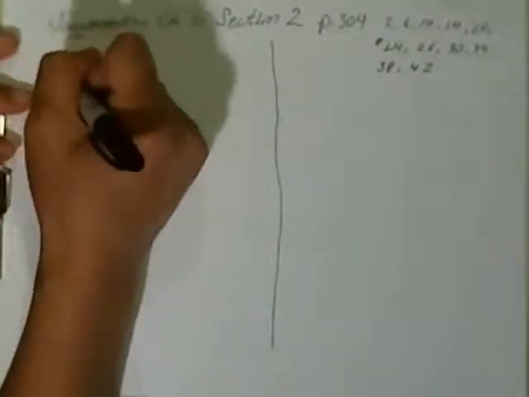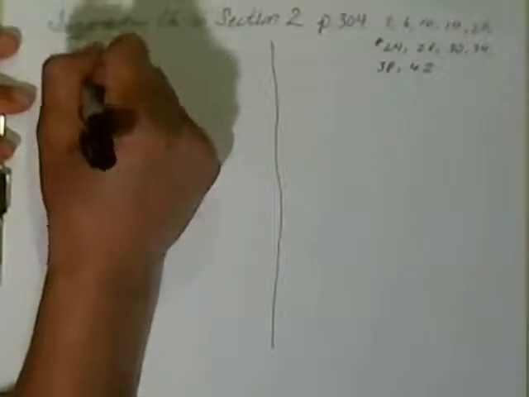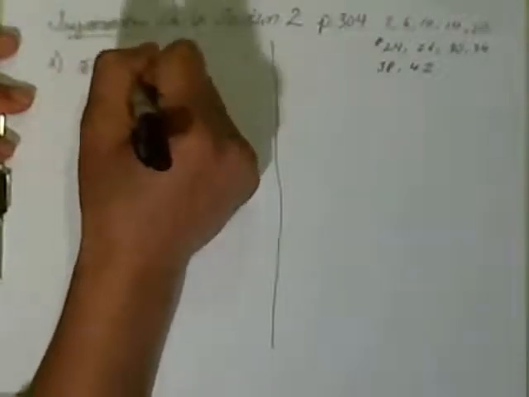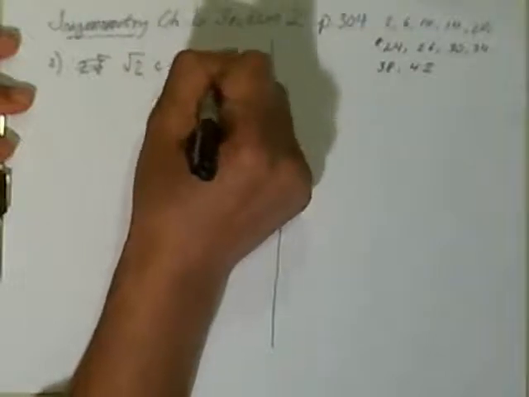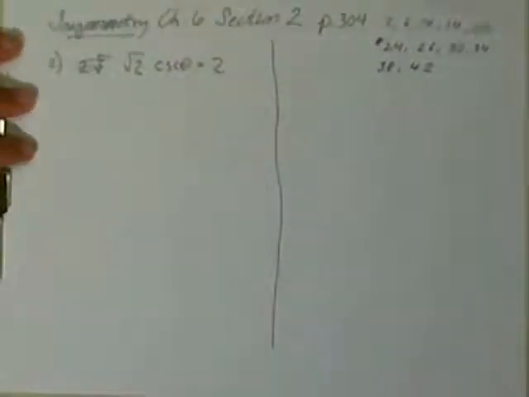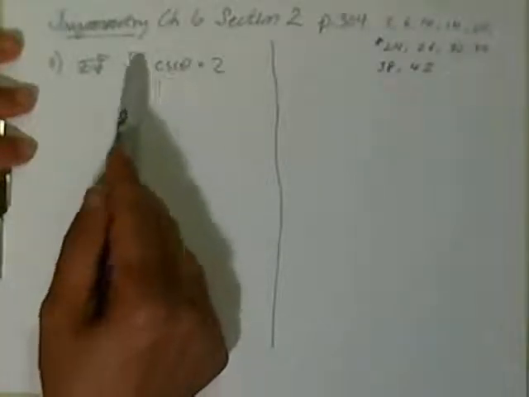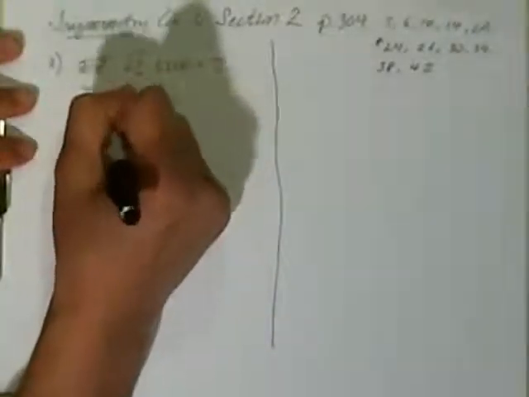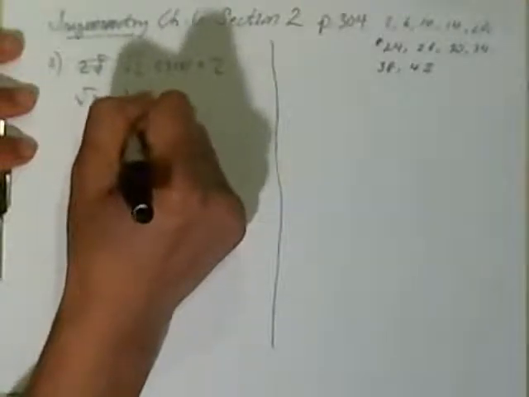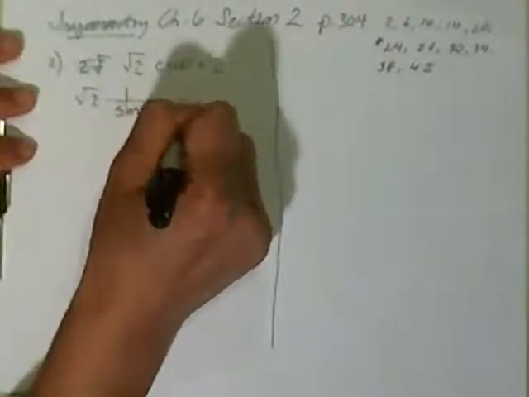Number 2. It says square root of 2 times the cosecant of theta is equal to 2. You've got a problem here. You don't know how to do the cosecants. So on all of these problems, I would change to sines and cosines if you can. That's the easiest way to solve this problem. So I have square root of 2 times 1 over sine of theta is equal to 2.